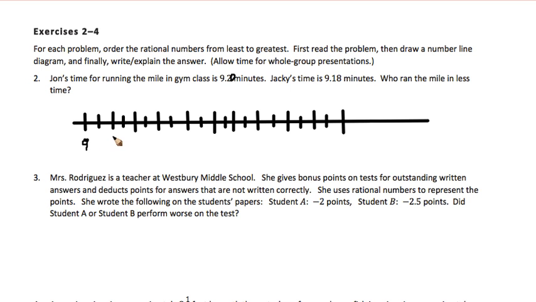I've divided our number line into hundredths, and when we number it, this would be 9 and 2 hundredths, 9 and 4 hundredths, and I'm numbering every other one so that we have the space to see the numbers.